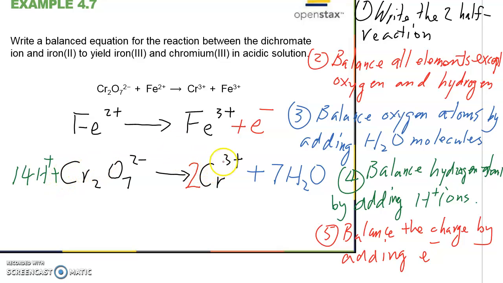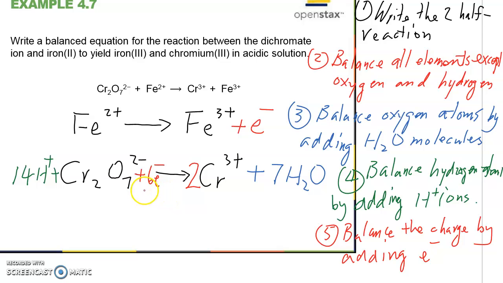Okay, so how about here? I have 3 positive, but I have 2 of them, so I have 6 positive. So what I need to do is, on the left side, I need to put 6 electrons. So plus 6 electrons on the left side in order to balance the charge.